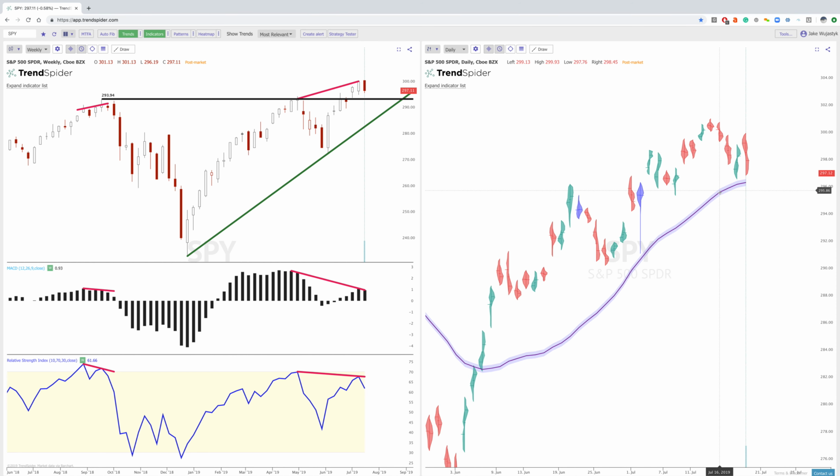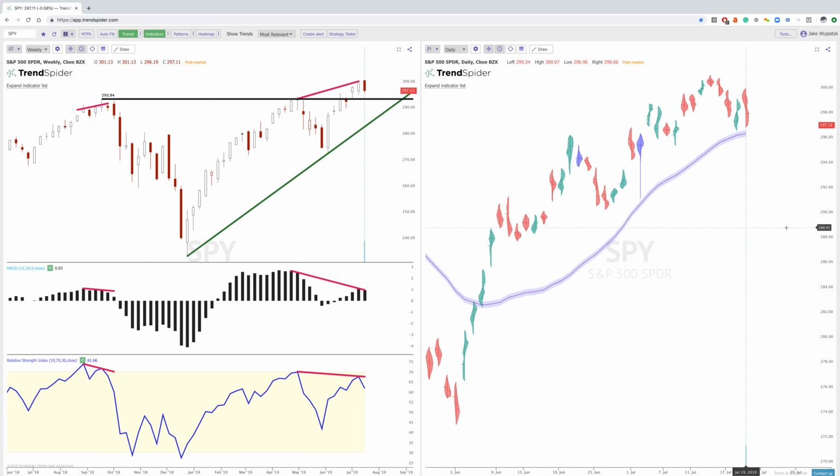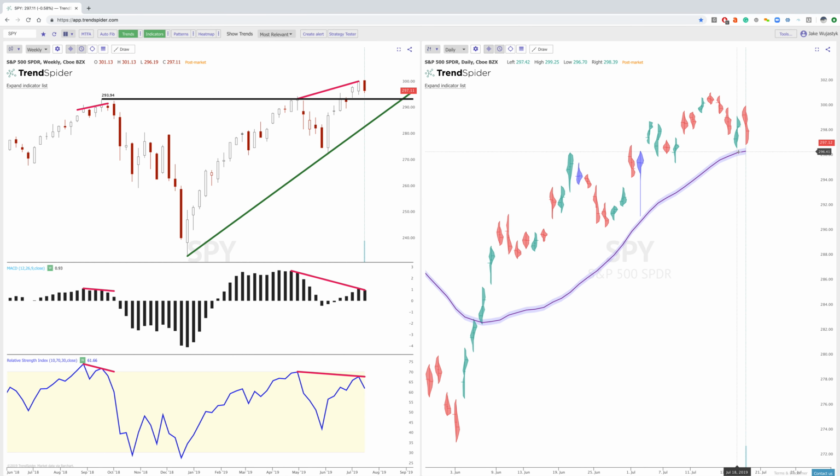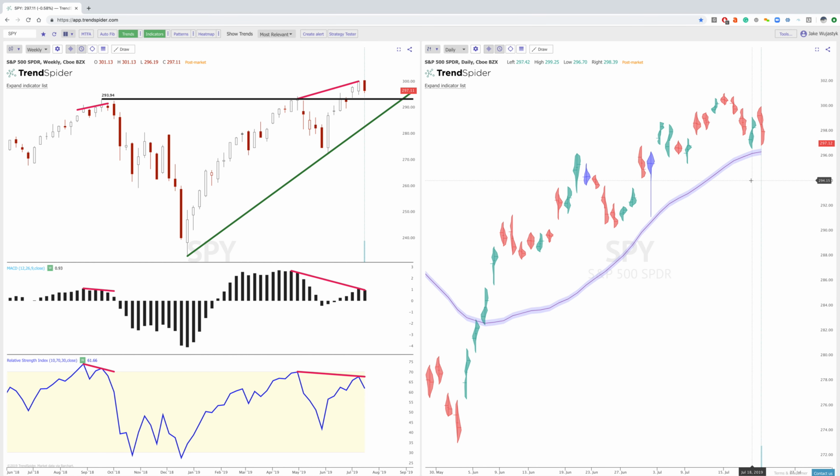I created an alert right here on the SMA 20. We have not tested this area since we broke out through this same moving average on June 6th. So it'll be interesting to see if this will hold or if we get the alert that this broke down. You can create these alerts on any moving average. So this is just the moving average that I personally watch and what I'll be watching into next week. If you want to use whatever Bollinger Band, exponential moving average, you can just right click, create the alert, and it's that easy.